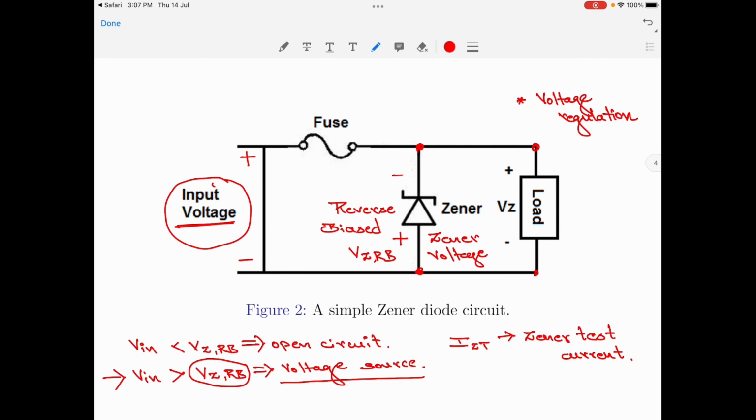In simple words, when the Zener diode breaks down and starts conducting in the reverse biased mode, it has to be replaced as if it is a voltage source, and the value of that voltage source will be equal to the Zener voltage of the diode.